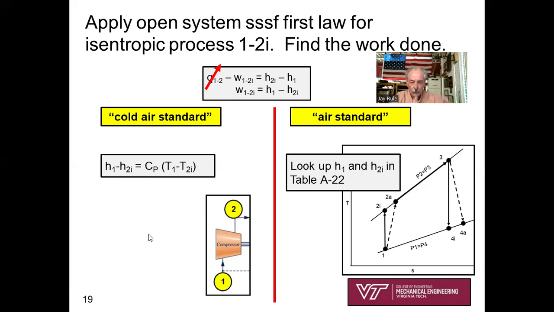If you're assigned the cold air standard, you might take a screenshot of this screen so you can easily see how to calculate H1 minus H2i. It's Cp times delta T. For air standard, it's a matter of looking up and interpolating for H2i.